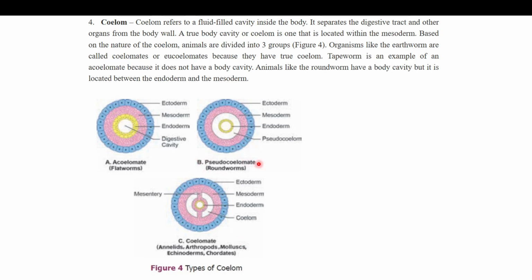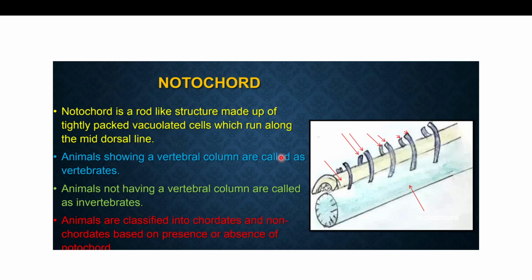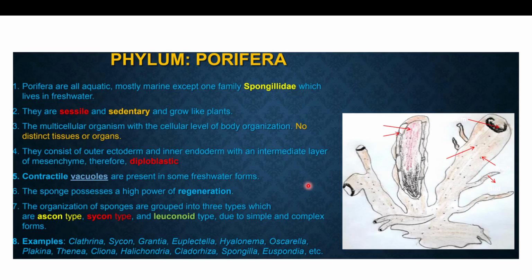This one here, B. Next, another thing is having a notochord. Notochord is a rod-like structure made up of tightly packed vacuolated cells which runs along the mid-dorsal line. Animals showing a vertebral column are called vertebrates, and animals without a vertebral column are invertebrates. Animals are classified into chordates and non-chordates based on the presence or absence of a notochord.